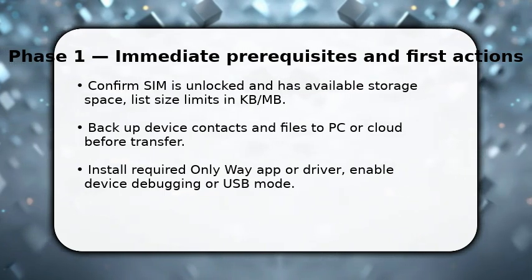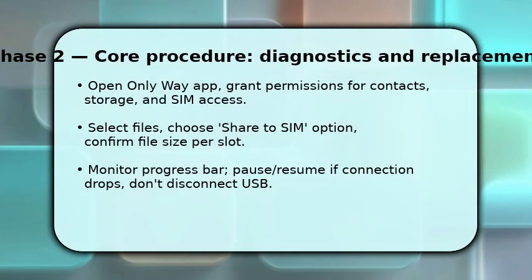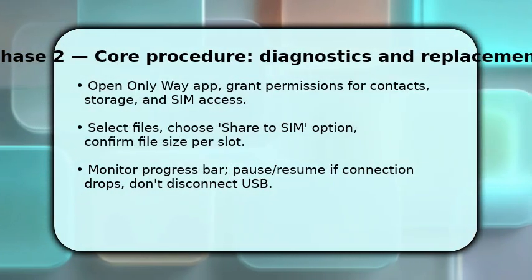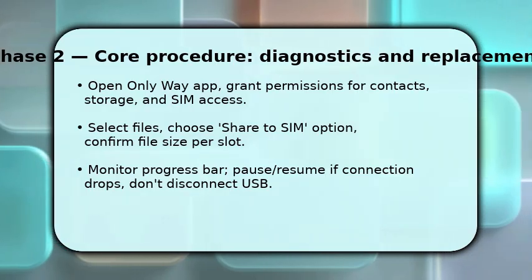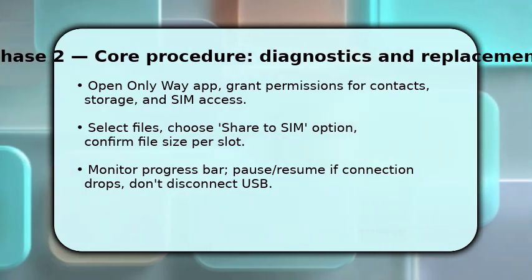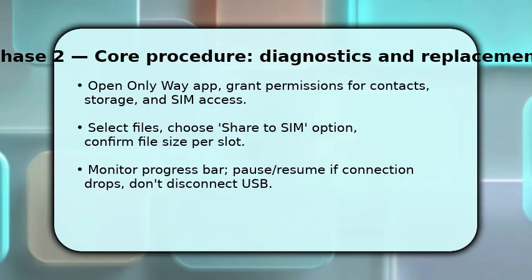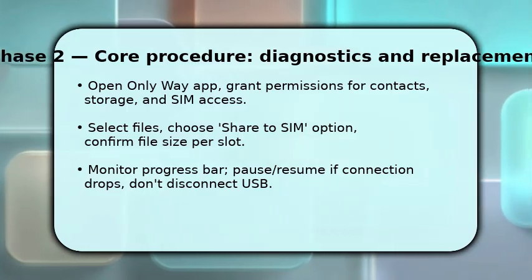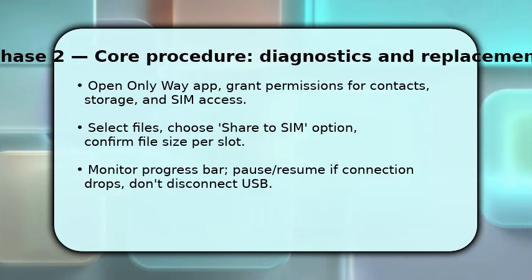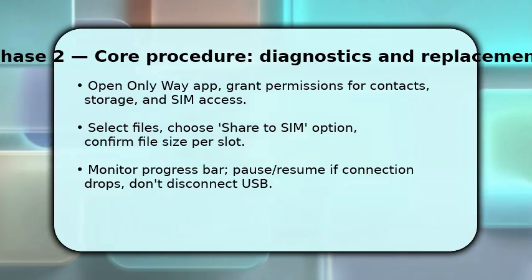You now initiate the transfer in the Only Way app. Open the app, grant permissions for storage, contacts, and SIM access so it can write to the card. Next, select the files you want and choose the share to SIM or equivalent option. Confirm each file fits per SIM slot or allocation.